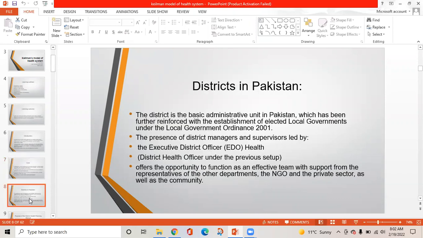Districts in Pakistan. The district is the basic administrative unit in Pakistan, which has been further reinforced with the establishment of elected local governments under the Local Government Ordinance 2001. The presence of district managers and supervisors led by the Executive District Officer (EDO) Health, District Health Officer under the previous setup, offers the opportunity to function as an effective team with support from the representatives of other departments, NGOs, private sectors, as well as the community.